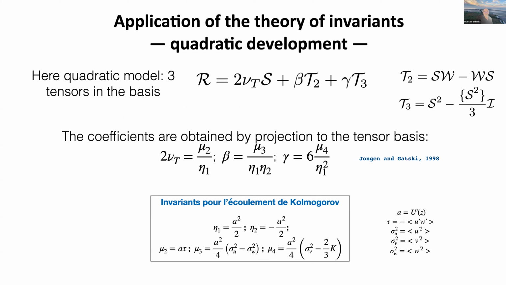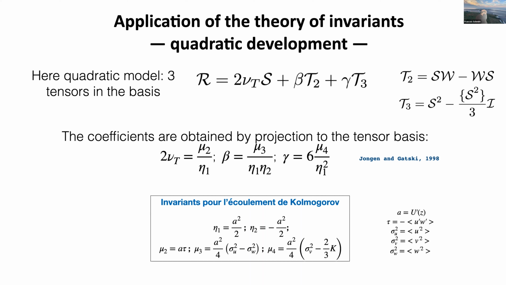So it means we can consider a quadratic model. So in fact, we have the 3 terms. The first one is the linear one. T2 is SW minus WS, and T3 is S squared minus its trace. And the coefficients depend on the invariants of the flow, and they also can be obtained as a projection on the tensor basis.